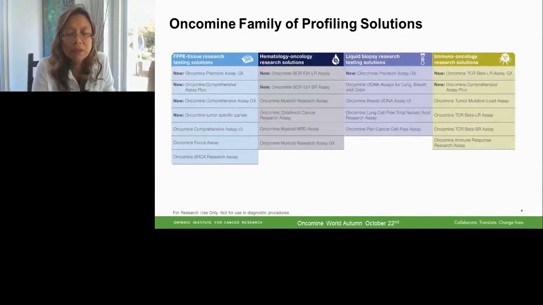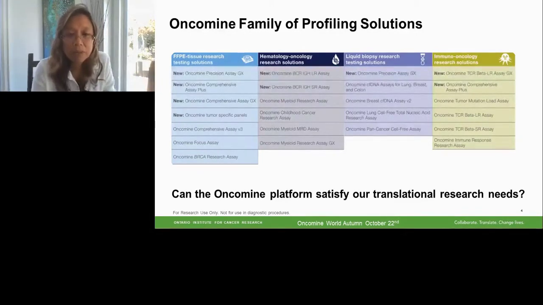Not too long ago, we were in search of an NGS-based platform that could help harmonize some of the biomarker signatures that we developed, both through genomics and transcriptomics. And we came across the Oncomine family of profiling solutions. And we asked the question whether the Oncomine platform could really satisfy our translational research needs. But before I go into the evaluation of this platform, I wanted to give you the context in which we were searching for this platform.